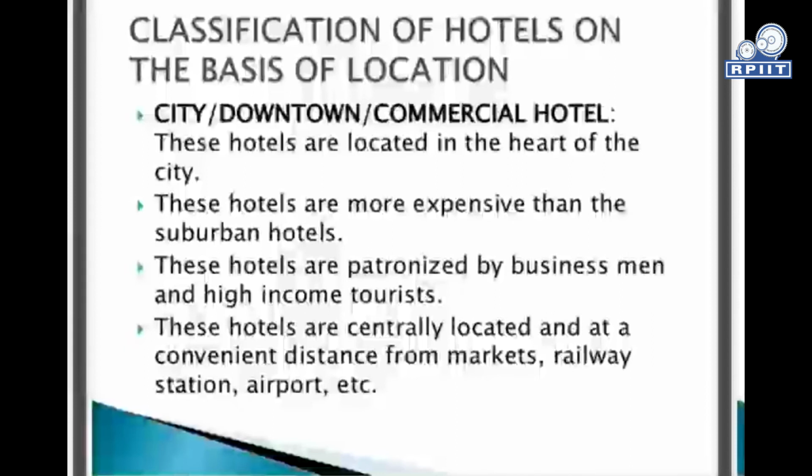Classification of hotel on the basis of location. City, downtown, commercial hotels. These hotels are located in the heart of the city. These hotels are more expensive than suburban hotels. They are patronized by businessmen and high income tourists. These hotels are centrally located at a convenient distance from markets, railway stations, airports, etc.